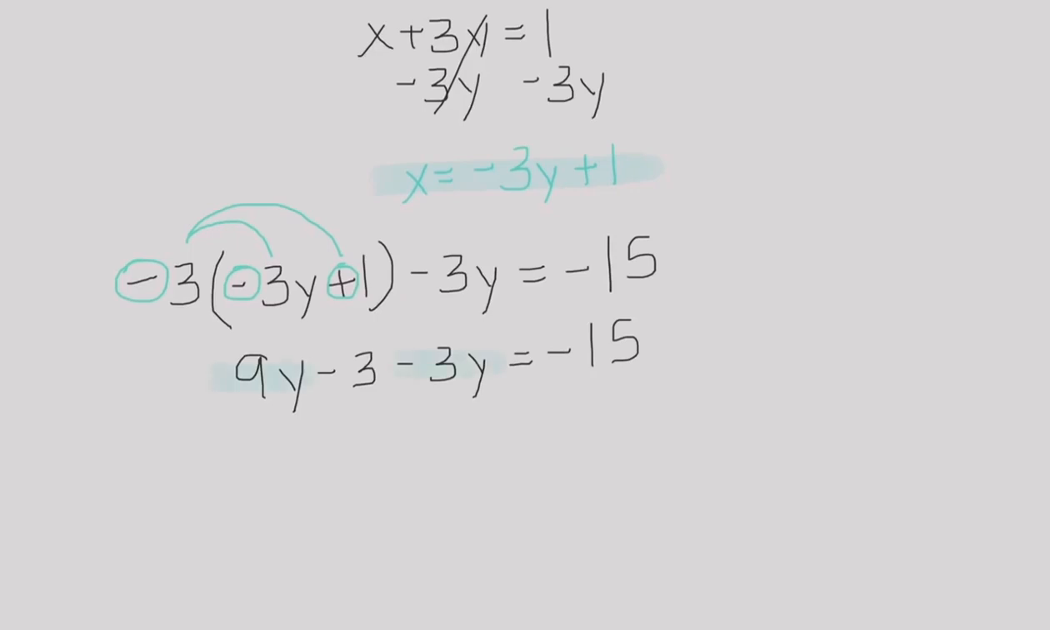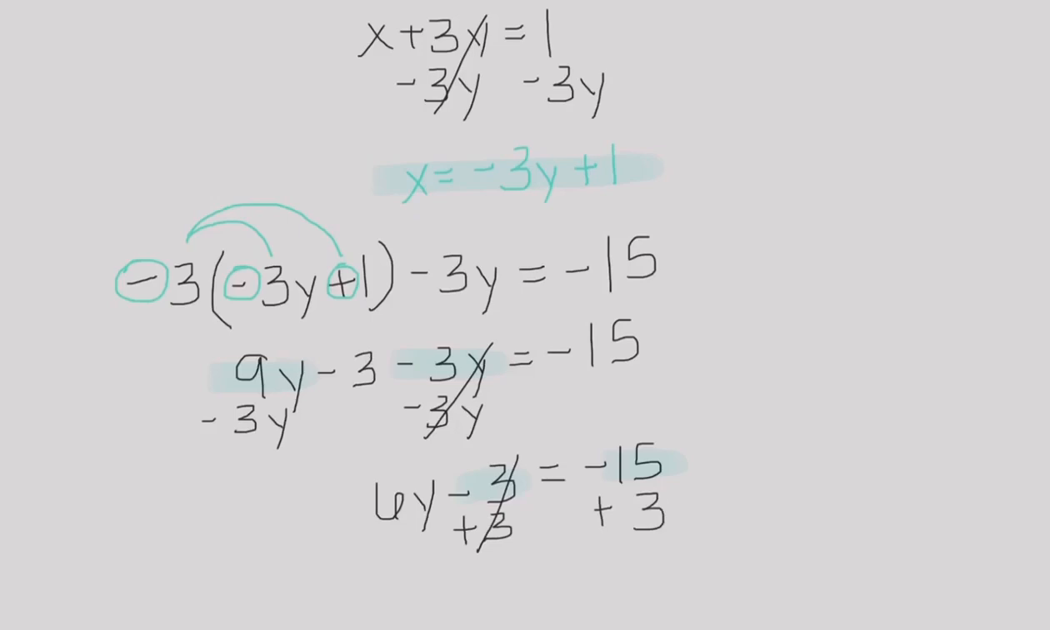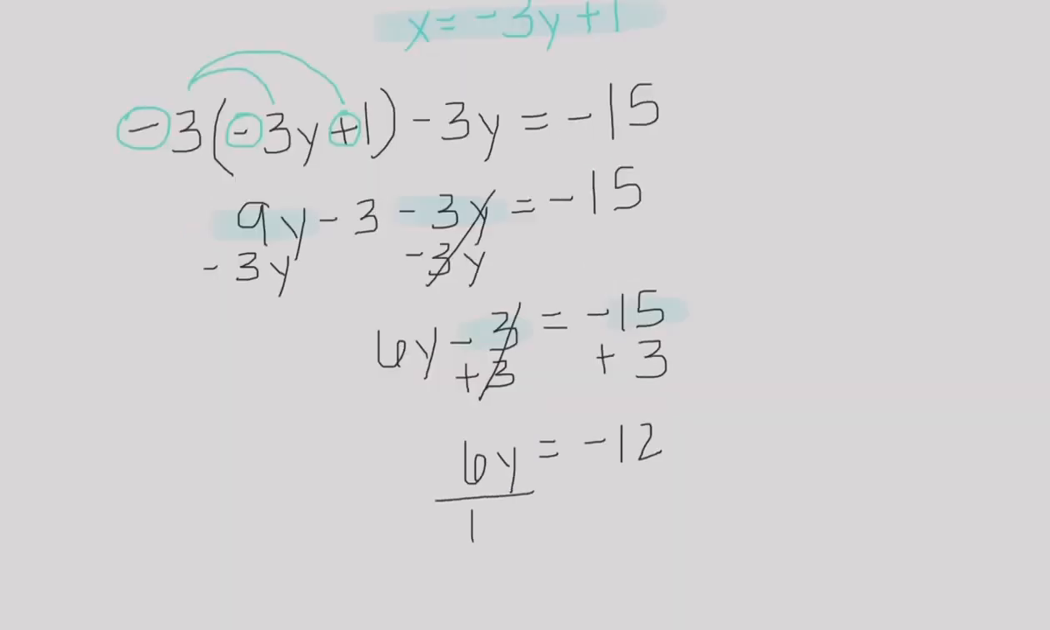From here on, we have to combine like terms. So we are going to combine the 9y minus the 3y, which is going to be 6y minus 3 equals negative 15. And now we are going to combine like terms again. So we'll add the 3 and we'll add it to the other side. And we end up with 6y equals negative 12. Now we are going to divide each side by 6. And we end up with y equals negative 2.